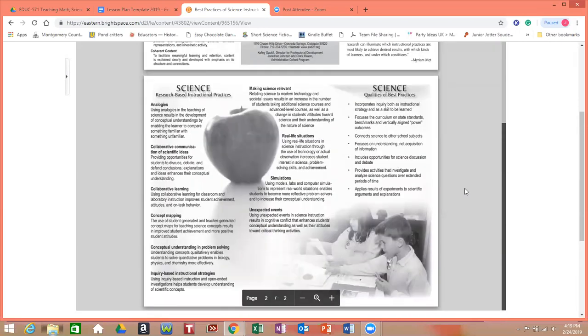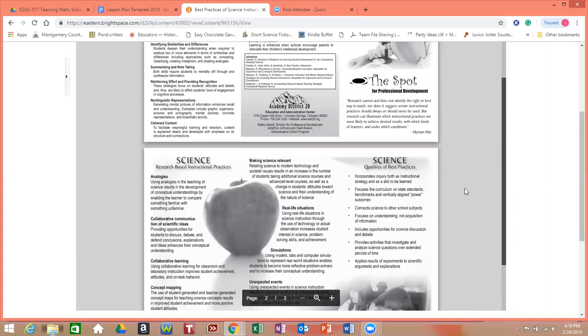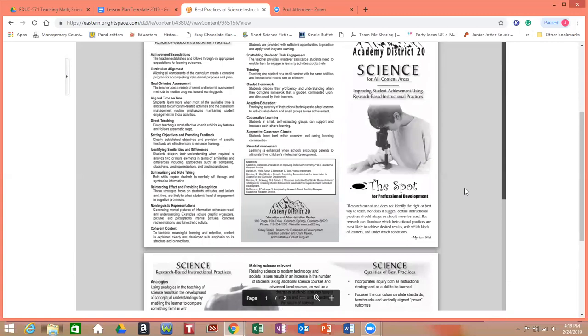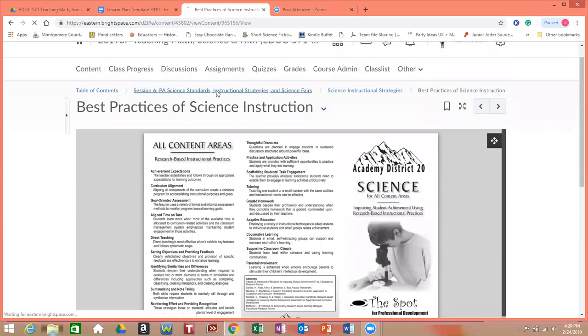And that is connected to, we talked about within the standards, that there are writing standards for science, especially in the middle grades, and that's an important piece. All right, so I hope you'll look over this document on your own and take a look at those instructional practices.